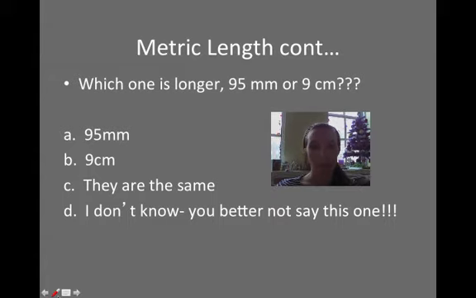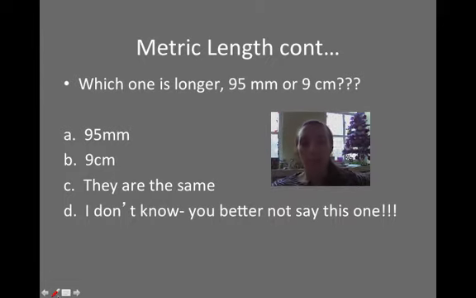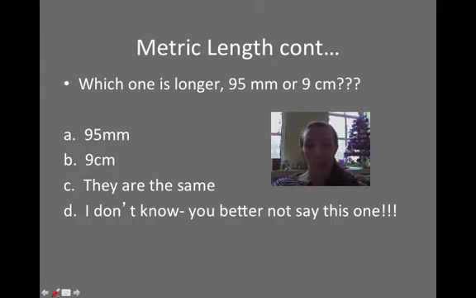Now, this one's a little bit tricky, and it's going to be our last question. I want you to try to do it. I'm not going to give you the answer, but I want you to try to do it on your own in your notebook, or in your math notes, please. So which one is longer, 95 millimeters or 9 centimeters? Okay, so go ahead and answer this.